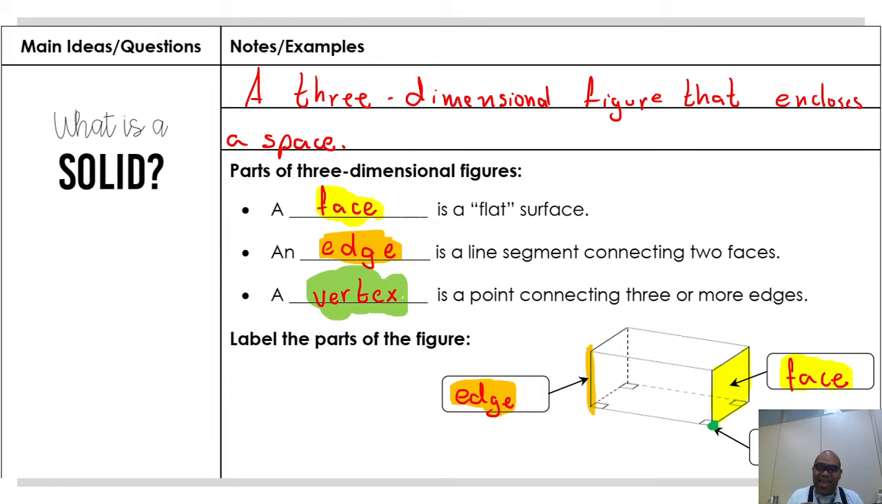And what is the edge? The edge, guys, is the line segment connecting two faces. I have a face here, a face here. I have an edge between them. It's the line segment.